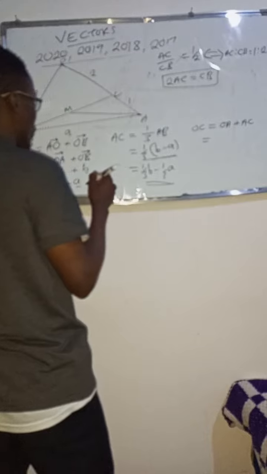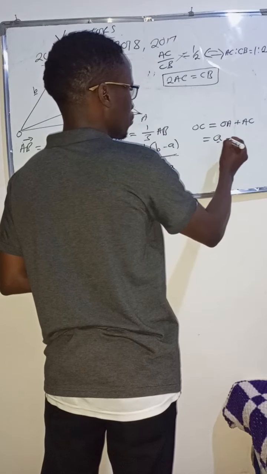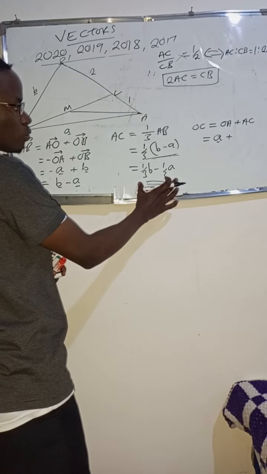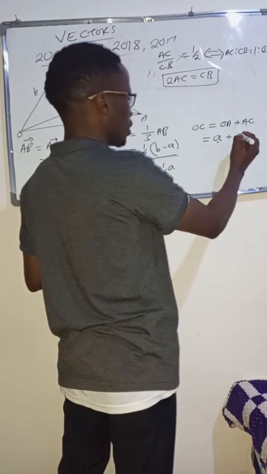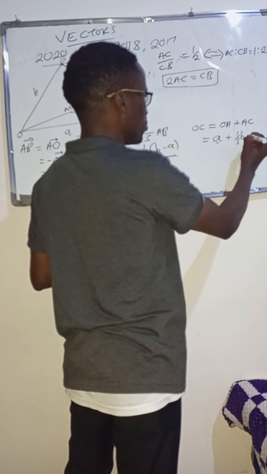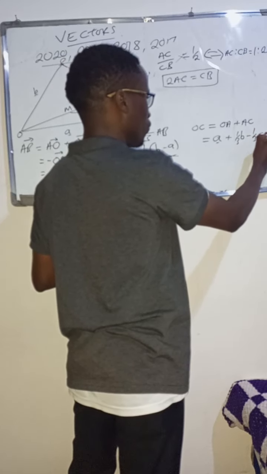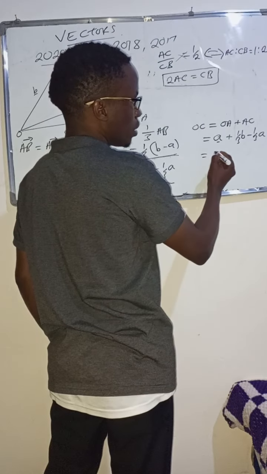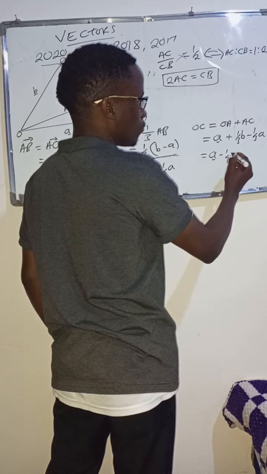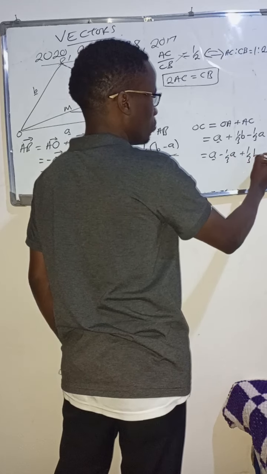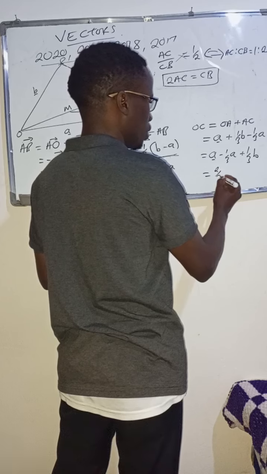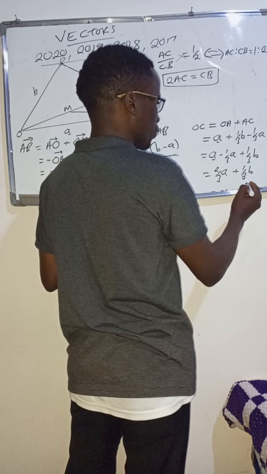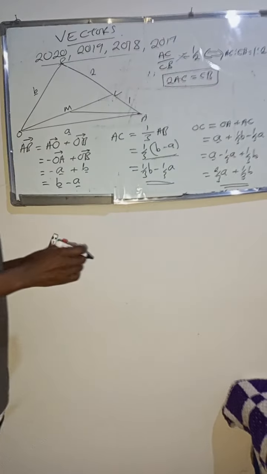So OA we already have. What is OA? It's A. What is AC? We have already found it just here. This is 1/3 of B minus 1/3 of A. Okay? So then we connect the like terms. We're going to have A minus 1/3 of A plus 1/3 of B, which is going to be equal to 2/3 of A plus 1/3 of B. So that is going to be the answer.